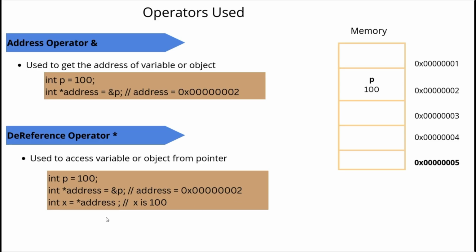0x0002. So if you want to fetch the actual value or variable from the pointer, you just use star address, which means you will get the value of p. So you are accessing p directly using the star. So this is the dereference operator.